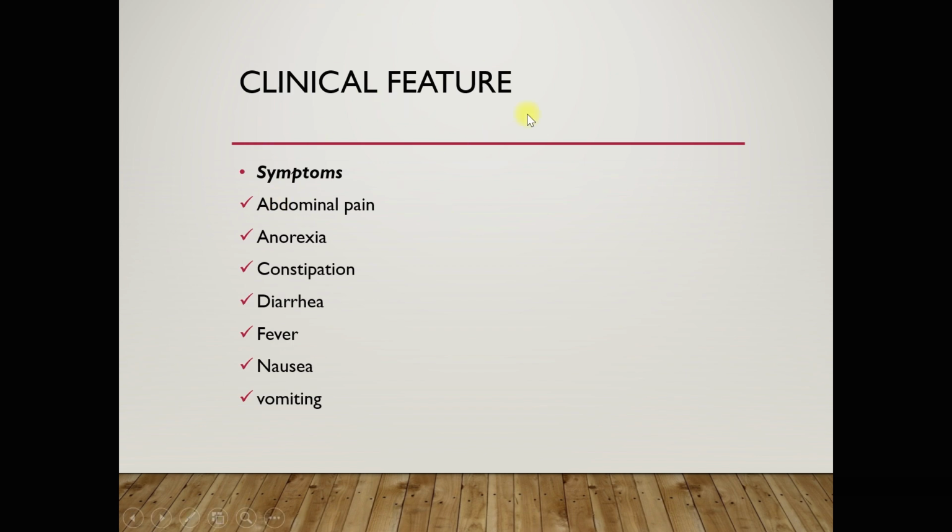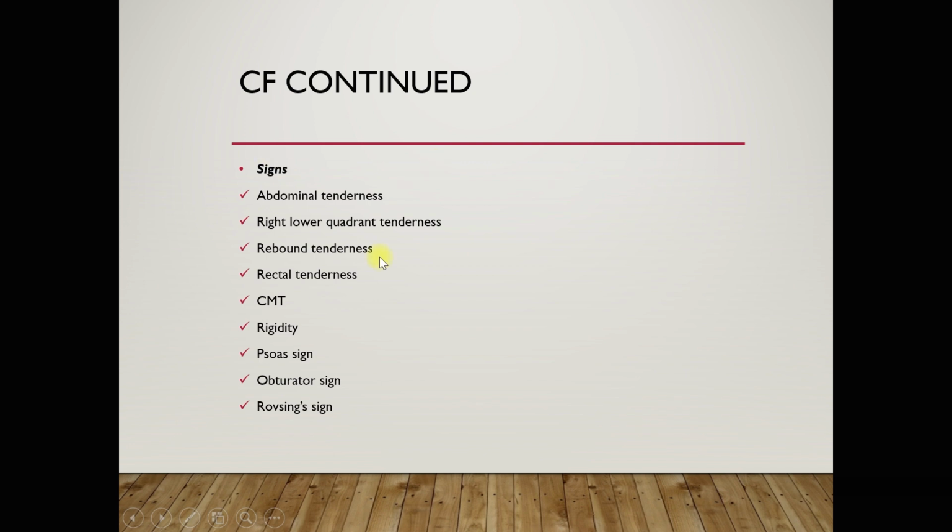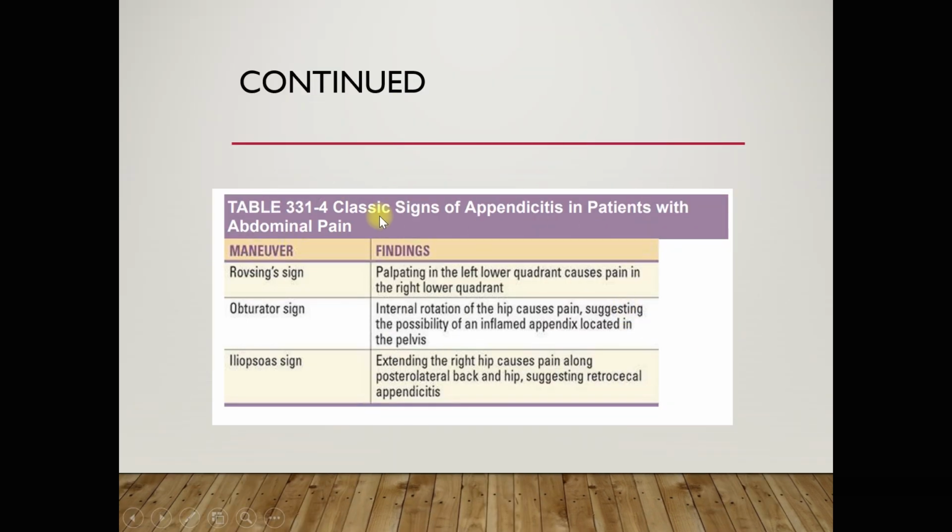The other symptoms are anorexia or loss of appetite, constipation, diarrhea, fever, nausea, and vomiting. These are the common symptoms of appendicitis. The other signs are abdominal tenderness, right lower quadrant tenderness, rebound tenderness, rectal tenderness, especially in patients with a pelvic appendix, cervical motion tenderness, rigidity, Rovsing sign, obturator sign, and psoas sign. These are the classic signs of appendicitis in patients with abdominal pain.